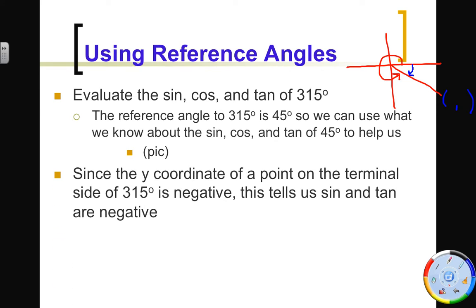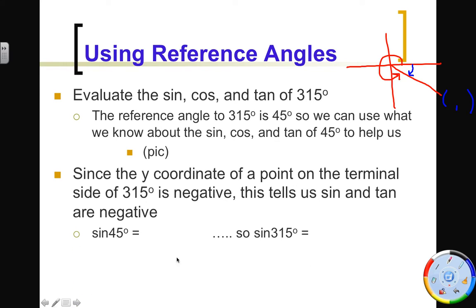Okay, so here's where I'm using the reference to the circle. Since the y-coordinate of a point on the terminal side of 315 is negative, so notice I'm saying the y-coordinate is negative, this tells us the sine and tangent are negative. You also know, I didn't put this in here, but the x-coordinate is positive. And remember, the sine is the y-coordinate, cosine's the x, and tangent is y over x. So it tells us sine and tangent are negative.